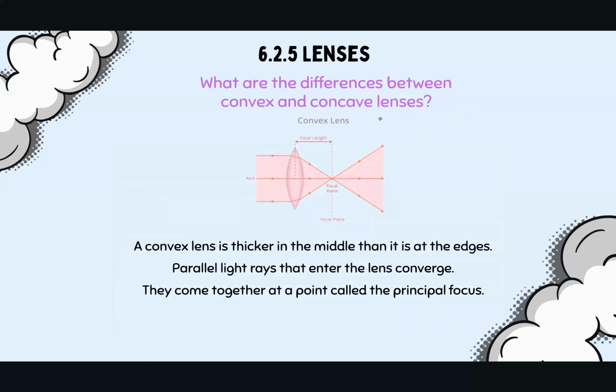Okay, so what's the difference between a convex and a concave? A convex lens is thicker in the middle than it is at the edges. Parallel light rays that enter the lens converge, meaning when parallel light rays go through it, they refract inwards. And so they converge and they meet at a point. The point that they meet at is what we call the principal focus.